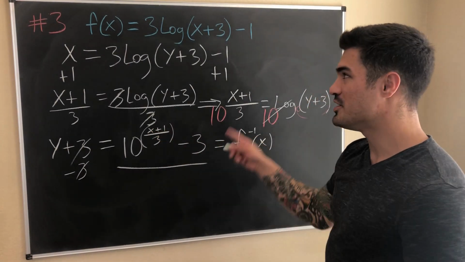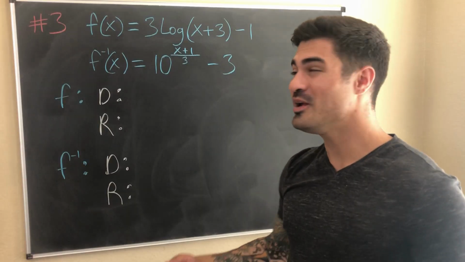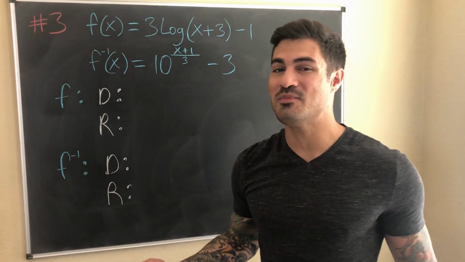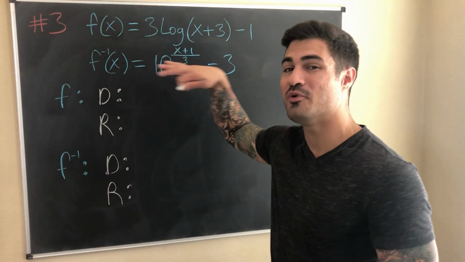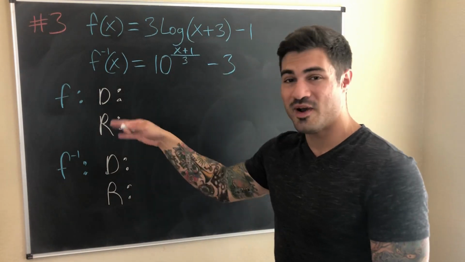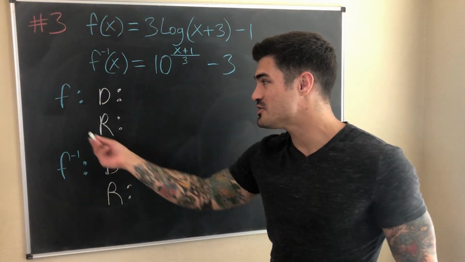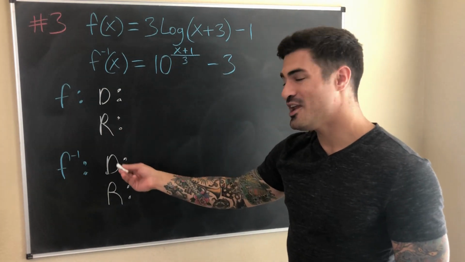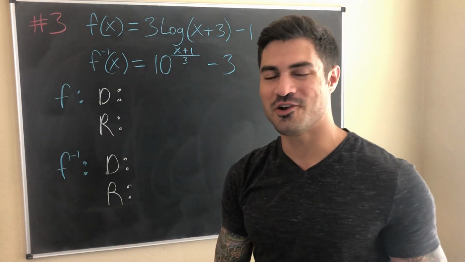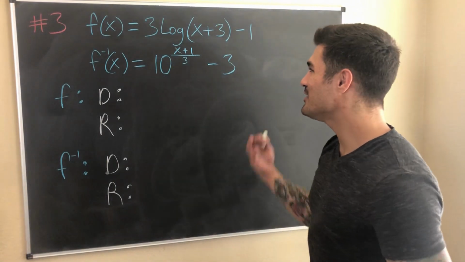Now let's find the domain and range of both these guys. So to find the domain and range of both of these, we're just going to do the same thing that we've been doing, which is find the domain of both, and then that's how we're going to get the range of both, because we know that the range of our original function is the domain of our inverse function and vice versa. Hopefully y'all are catching on to this by now. So let's find the domain of each function.